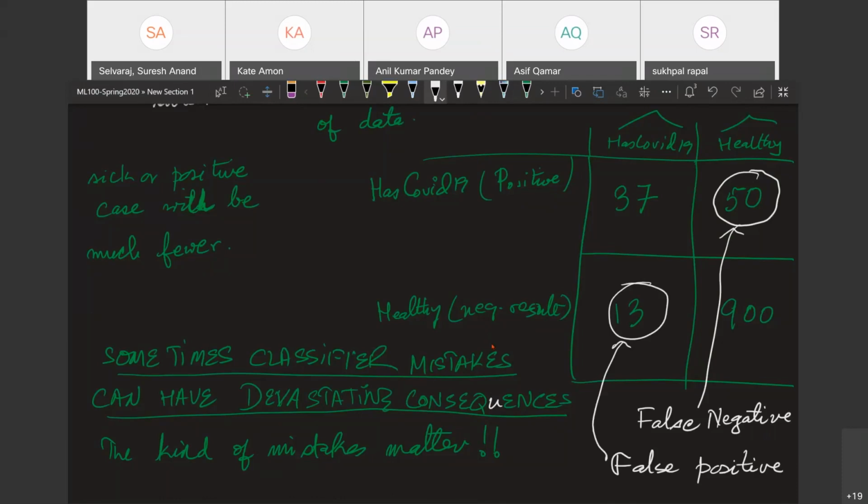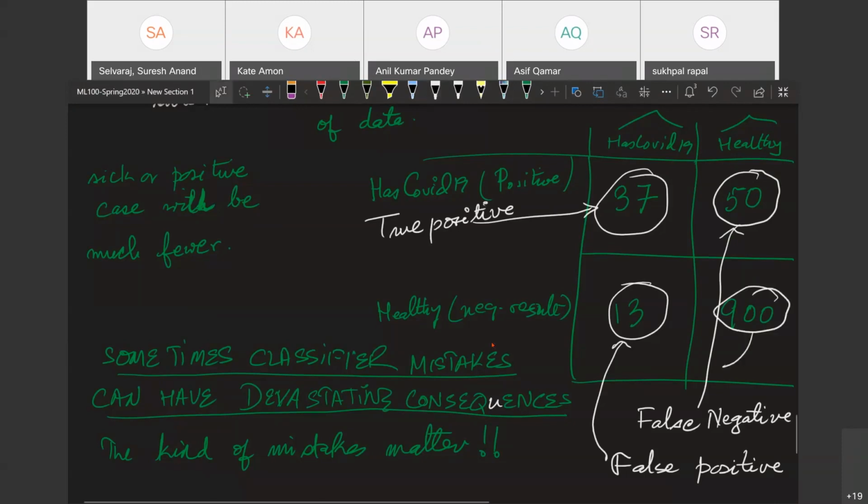And this one is true positive. This is the happy situation in which your test caught it. Your classifier was able to tell the sick people as the sick people. And what is this? This is true negative. Exactly. Thank you. True negative. So these words, get it into your mind.